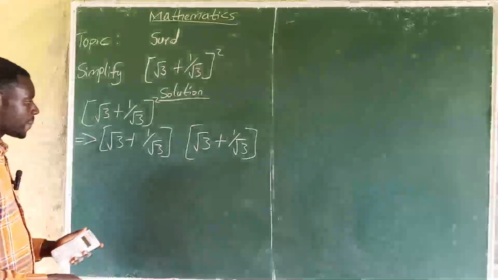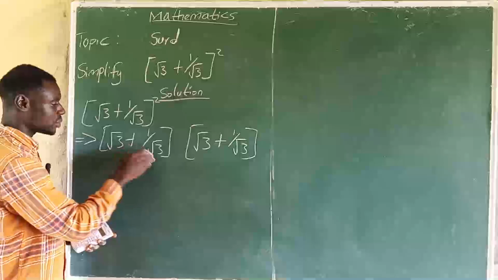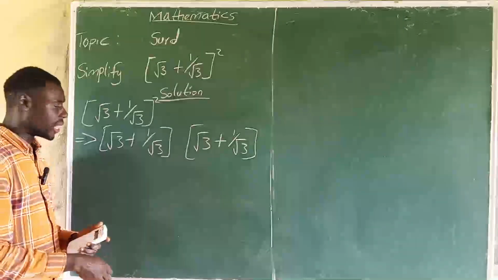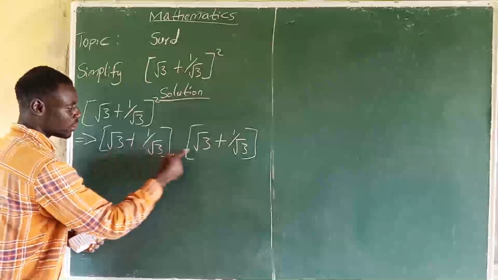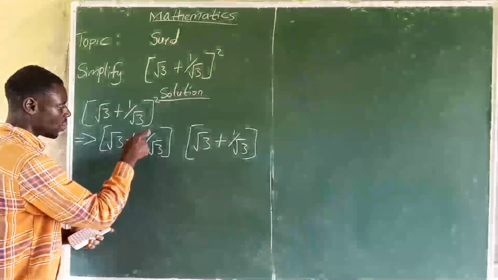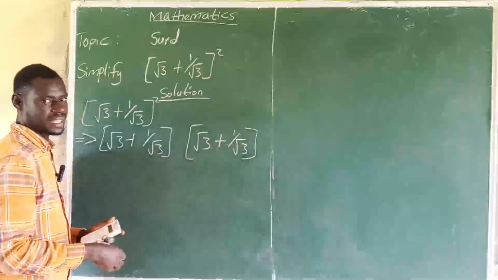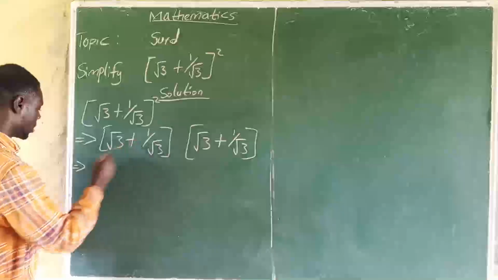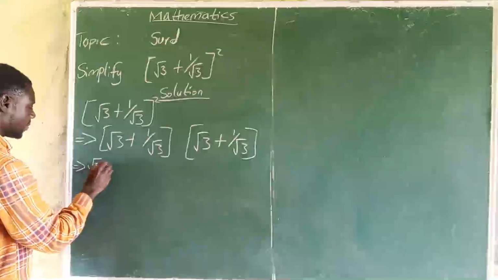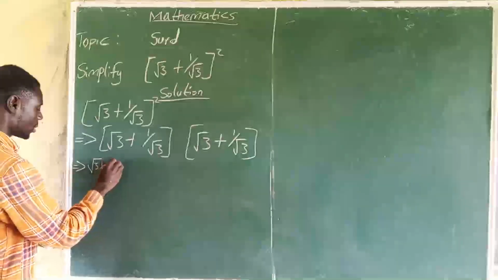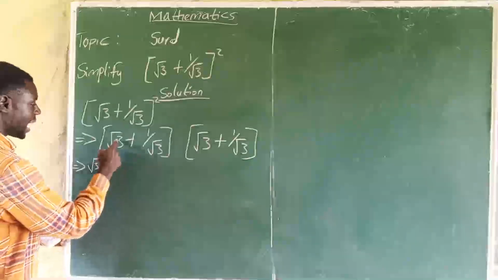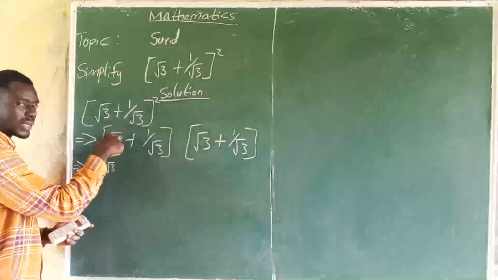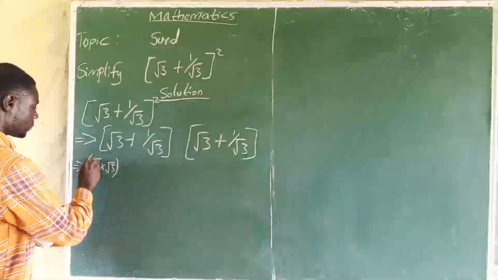Now let's proceed. At this point, we use these terms to multiply each other. Use this root 3 to multiply everything here. Use this 1 over root 3 to multiply everything here. Now let's start. This times this, that is root 3 times root 3. It can also be written as power 2. You can put power 2 here. You are still correct. Okay?